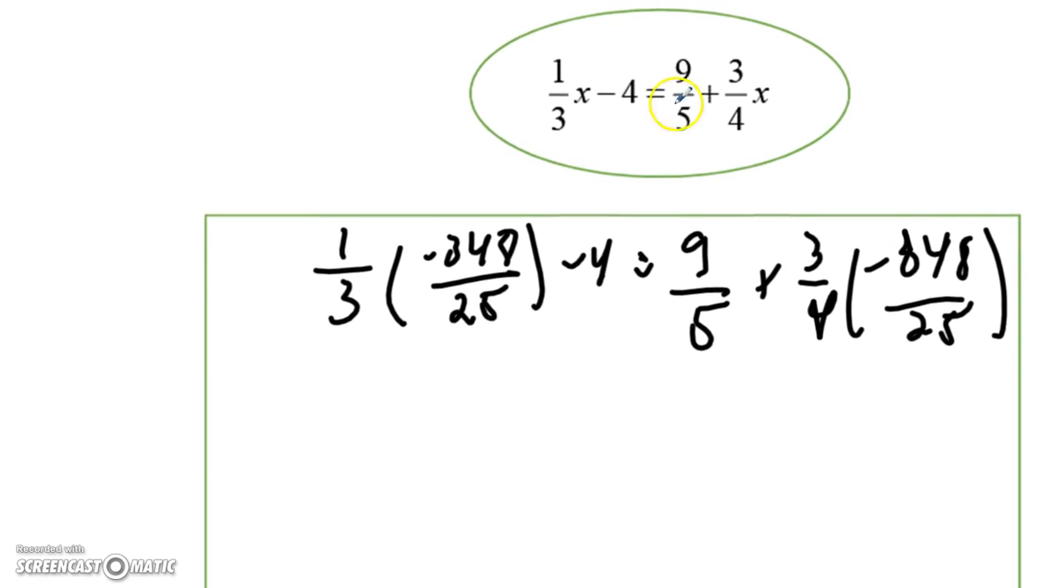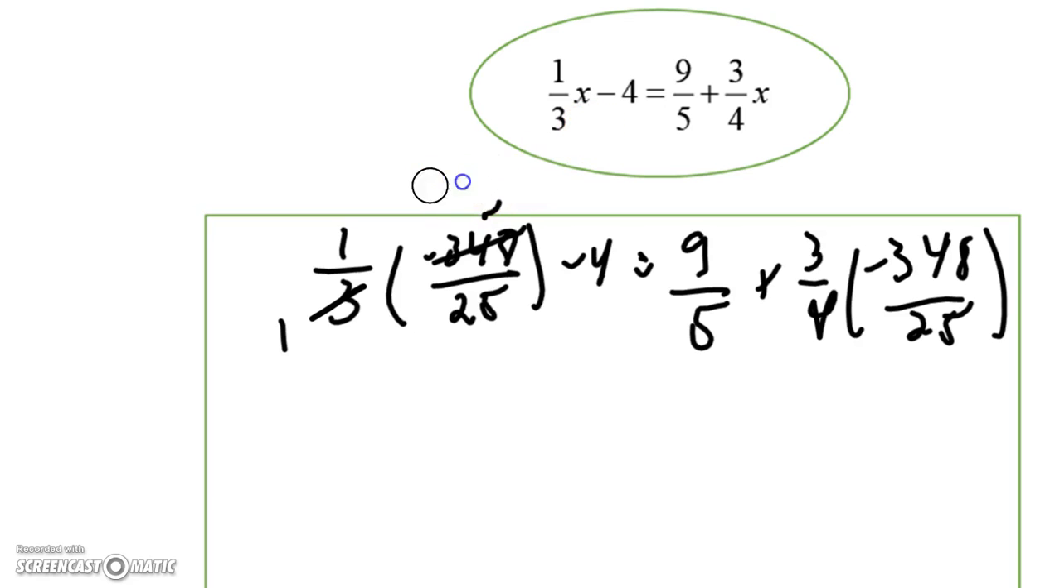And as you can see down here, I have the original equation. I'm replacing each x with the answer of negative 348 divided by 25. So now, before I multiply these numbers together, I am going to cross reduce. I can see that 348 can be divided by 3. So 3 divided by 3 is 1. Negative 348 divided by 3 is negative 116.